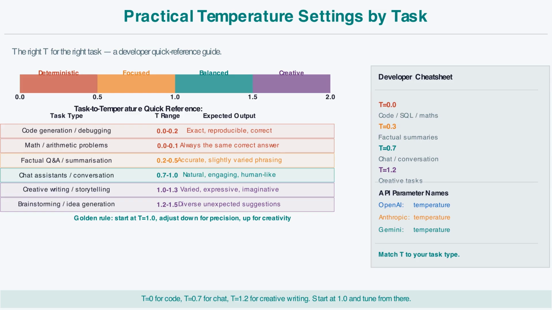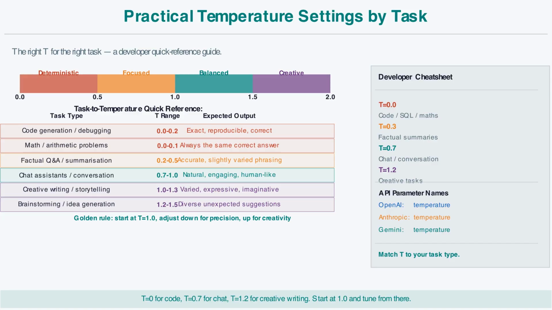For factual question answering and summarization, T between 0.2 and 0.5 works well. Accurate, reliable, slightly varied phrasing. For conversational chat assistance, T between 0.7 and 1.0. Feels natural. Engaging but not random. For creative writing and storytelling, T between 1 and 1.3. Gives expressive, varied, imaginative output.